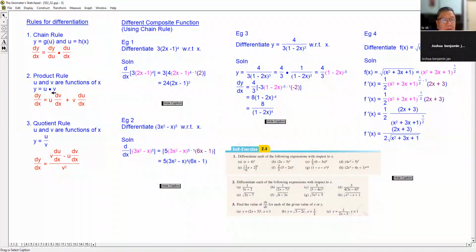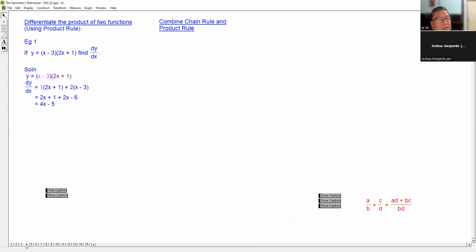For the product rule, it involves two factors multiplied together. So how does it look? It looks something like this. There's one bracket here, there's another bracket. So there is a product of two brackets, or a product of two factors. When you want to differentiate this, usually you cannot expand, but in this case you can expand, right? When you cannot expand the two brackets, then you have to apply the rule.